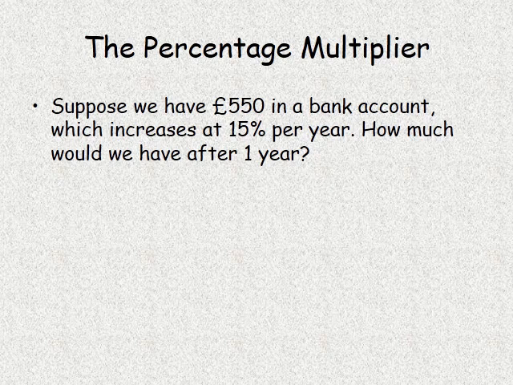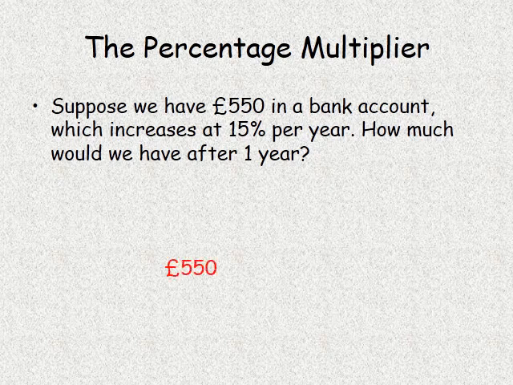So suppose we have 550 pounds in a bank account, which increases at 15% per year. How much would we have after 1 year? So doing it the previous way, we would calculate 10%, which is the easier one, 55, and then 5% is half of that, and we would add the calculation that we've done to the 550. But in this session I'm going to show you a shortcut to that.